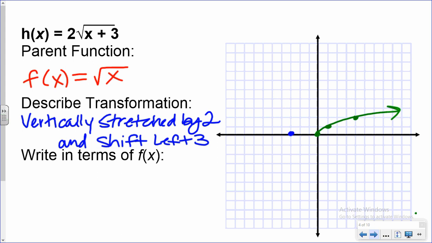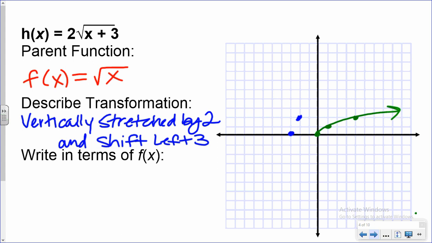This coordinate right here has a y value of 1. When we multiply that by 2, it becomes a coordinate 1, 2. Then we can shift that coordinate left 3. That would be enough for your graph, but let's practice one more time.